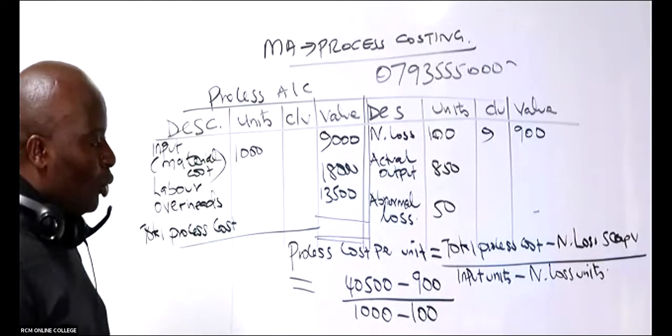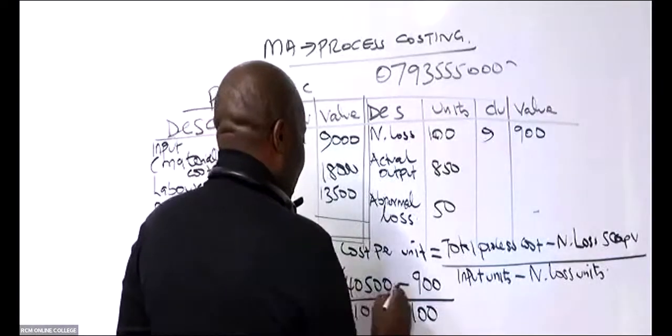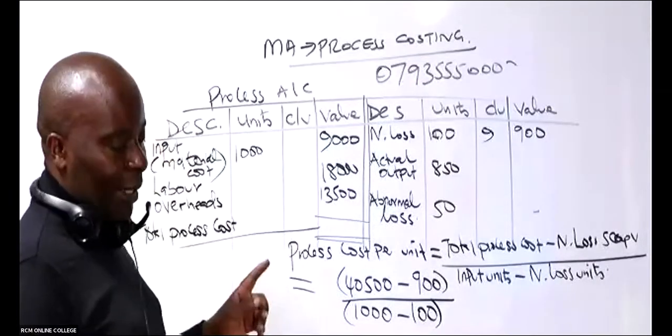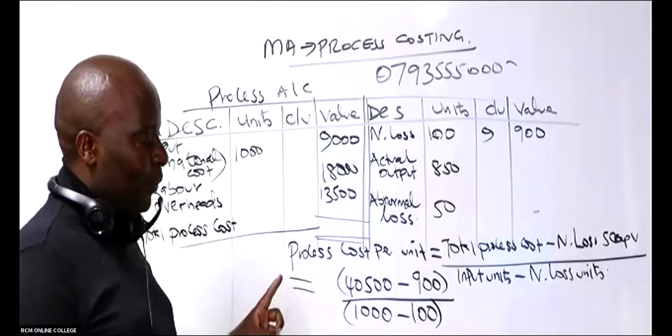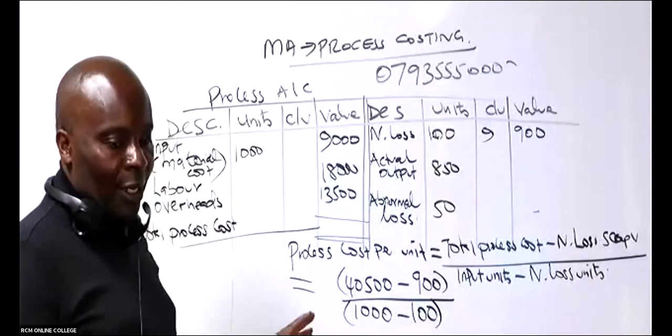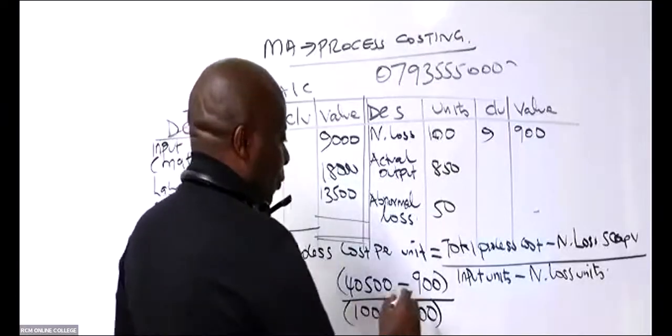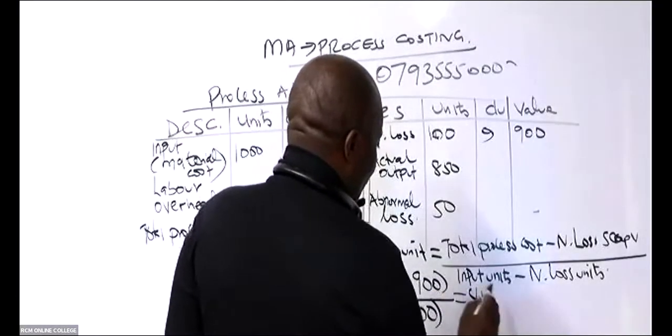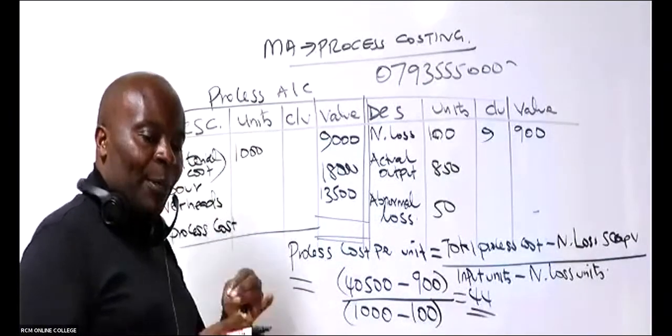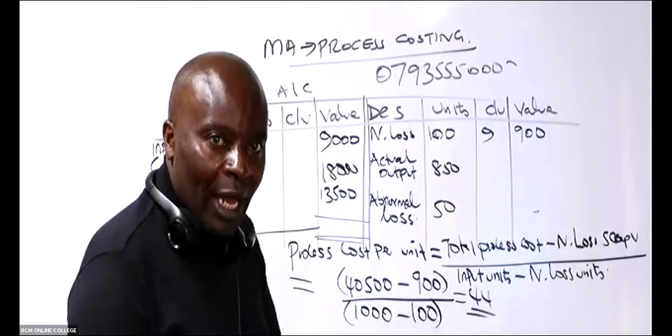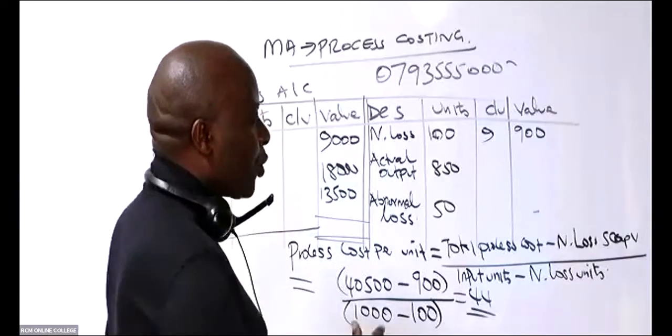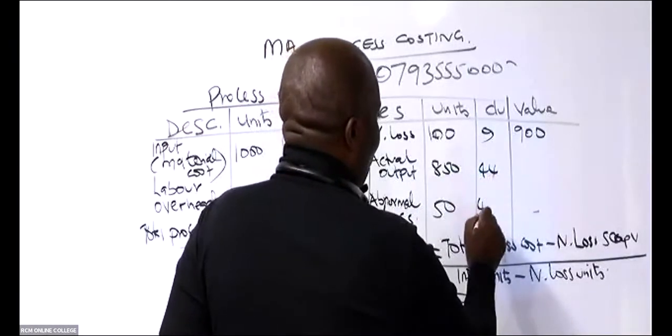Is there someone who is able to do their abracadabra here until they give us the final answer? So you say open brackets 4,500 minus 900 close, divided by open brackets 1,000 minus 100 close. These ninjas are giving me a figure of 44. So remember, 44 is process cost per unit, applicable for actual output, abnormal loss, and what we shall be calling abnormal gain. So here, you put 44 like that.